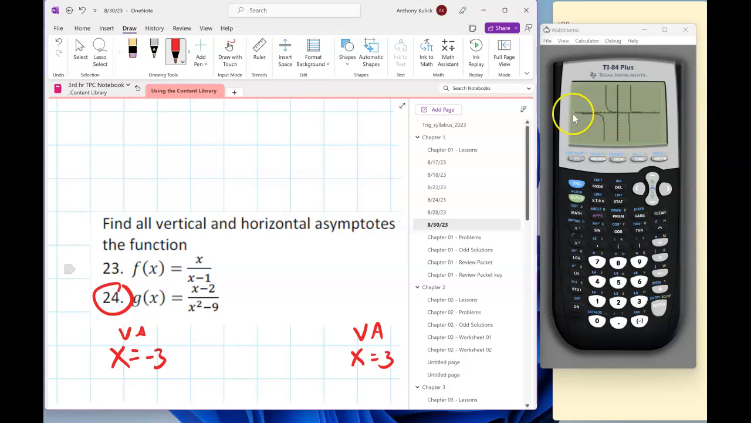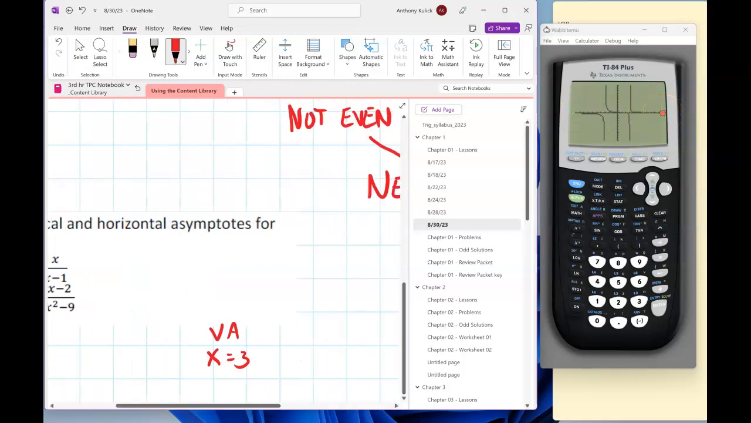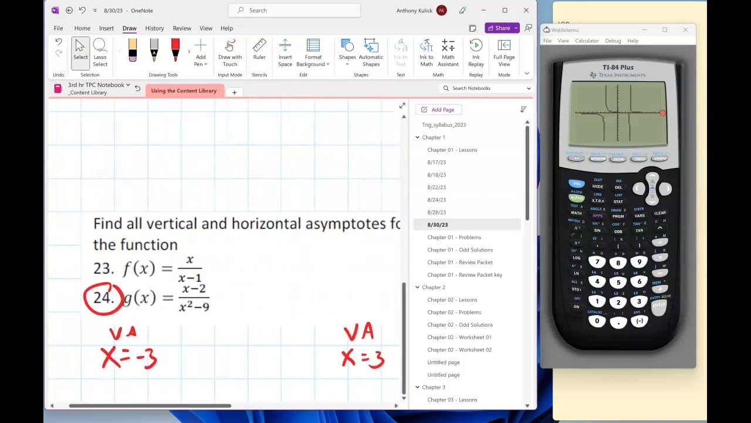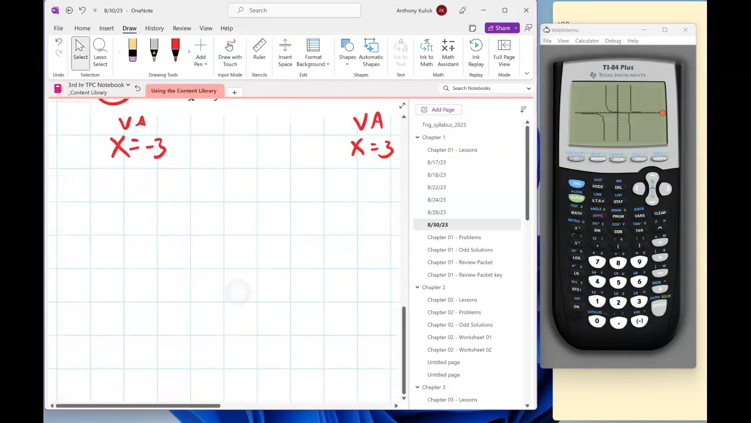And then it looks like here, just the x-axis appears to be my horizontal. So that is y equals 0 is what that line is. So far, so good. Now I'm going to confirm these with an XY table.